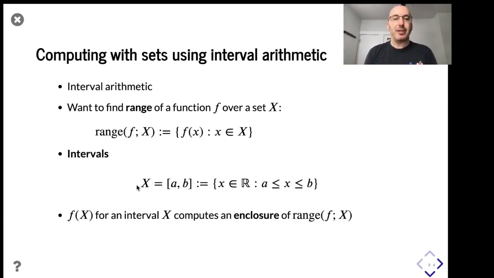So we're going to work with intervals x, which are all real numbers between a and b, and represented by the endpoints a and b of the interval. And then we're going to define arithmetic operations such that f of x, where f is a function and x is an interval, is going to compute a set, an interval that encloses or contains the true range of the function. It often will be an overestimate, but it definitely contains the true range.